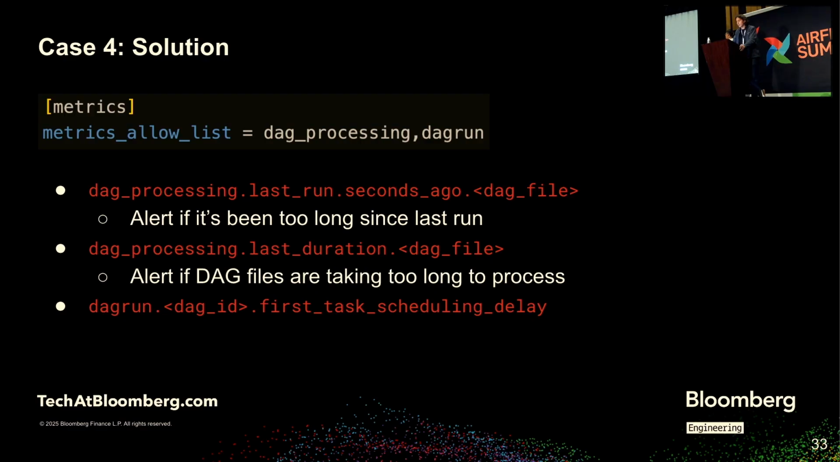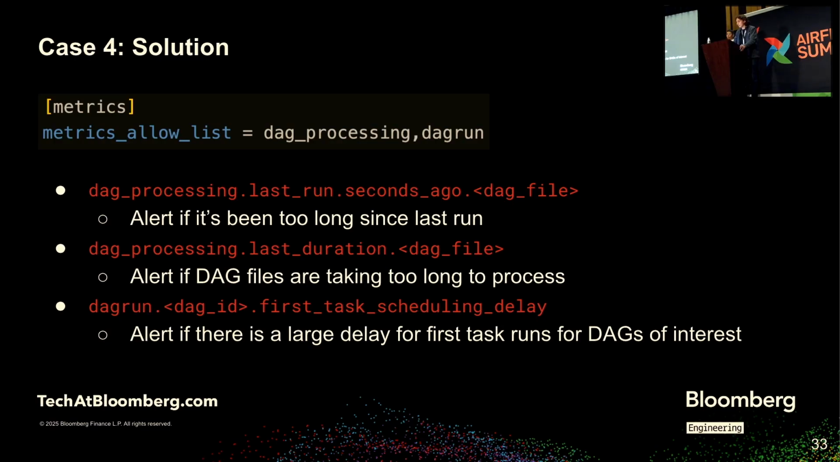And lastly, dagrun.dagid.first_task_scheduling_delay. And this alerts if there is a large delay for first task runs for specific DAGs of interest. And once again, we were able to change very little to our Airflow configurations and get a big win to observability.